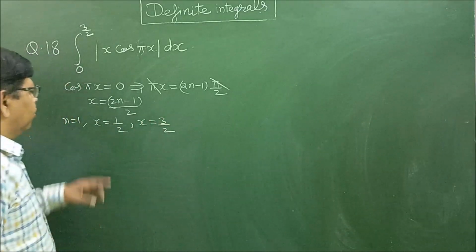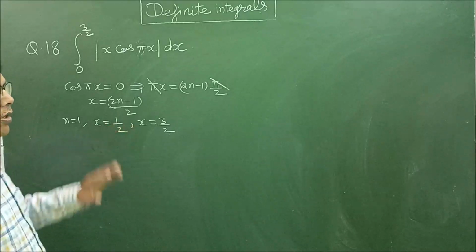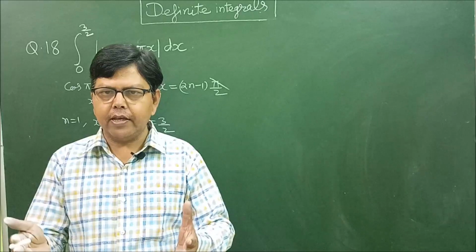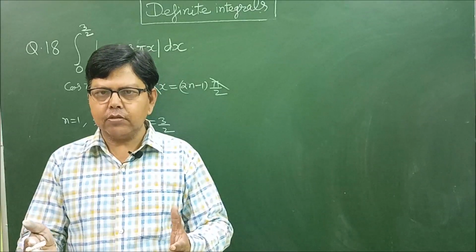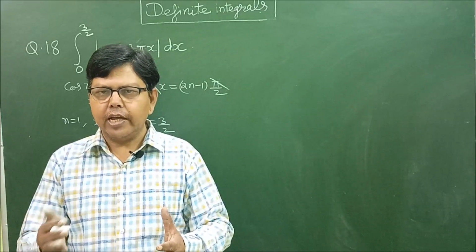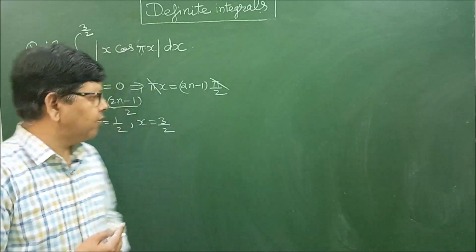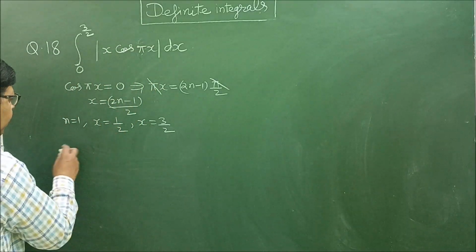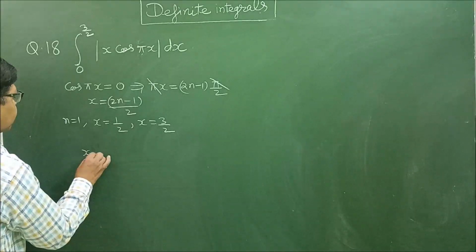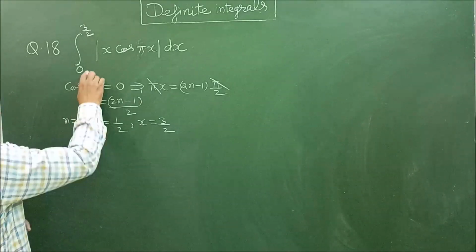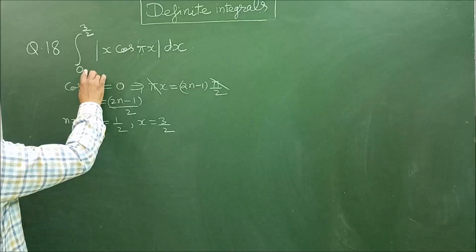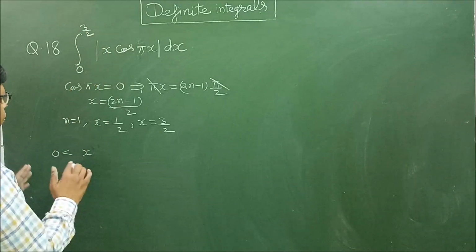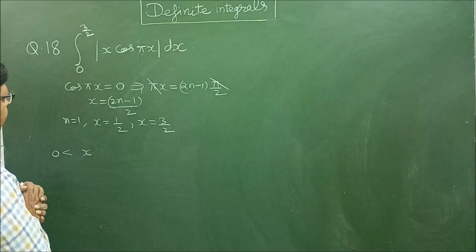It means when x is 1 by 2 and when x is 3 by 2, the value of cos pi x is 0. Before and after these points let us check the value. If x is equal to 1 by 2, we must first check between 0 and 1 by 2, because we want to evaluate the definite integral from 0 to 3 by 2. So between 0 and 1 by 2, what is the nature of cos pi x?